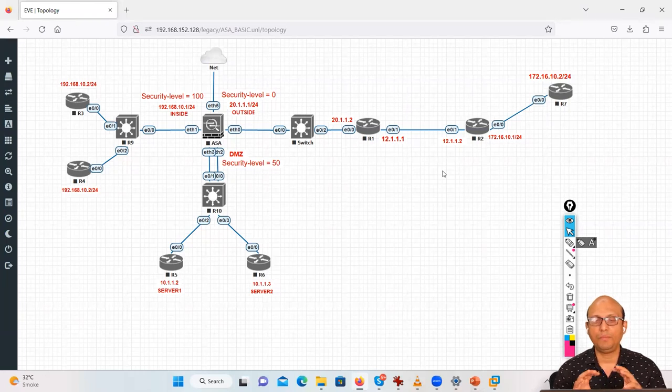Try to understand the behavior of Cisco firewall. Try to understand, because these are all interview questions, guys. If I am an interviewer, I am going to ask you what is the difference between stateful and stateless. What is the difference between security levels? What is the range of the security level? What is the default policy, the implicit policy? What is the meaning of explicit policy? You should know all those terms.